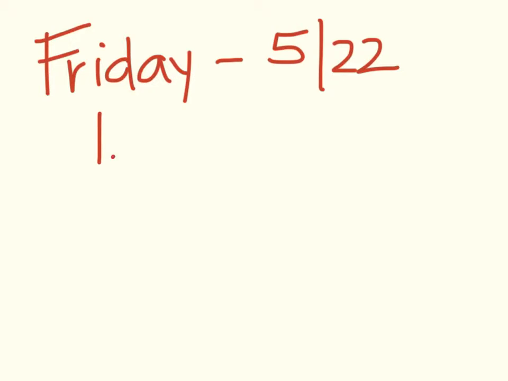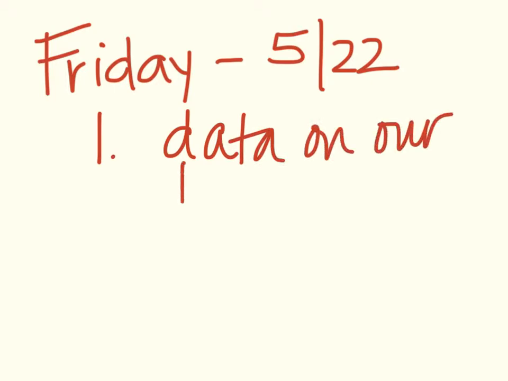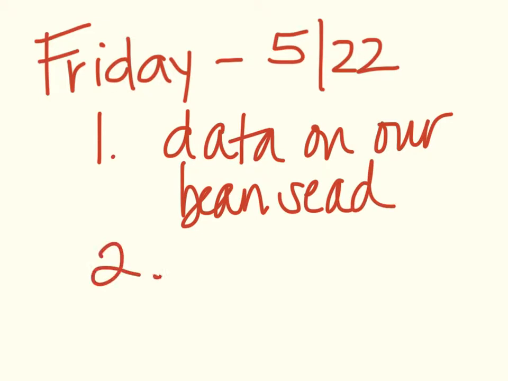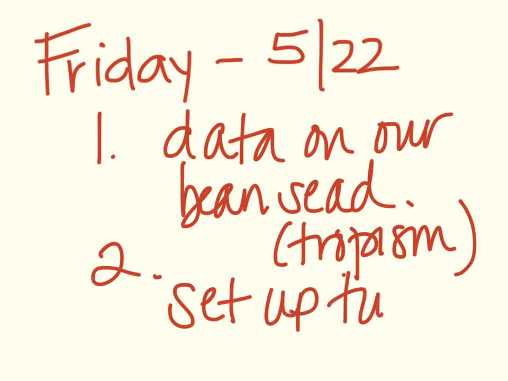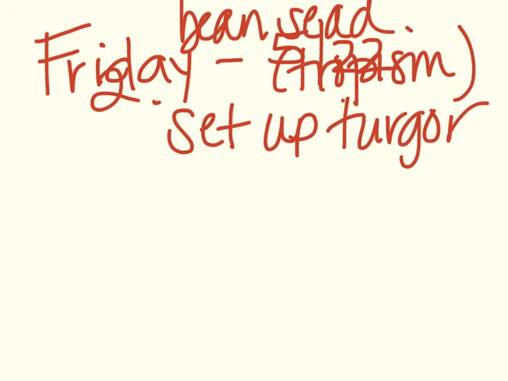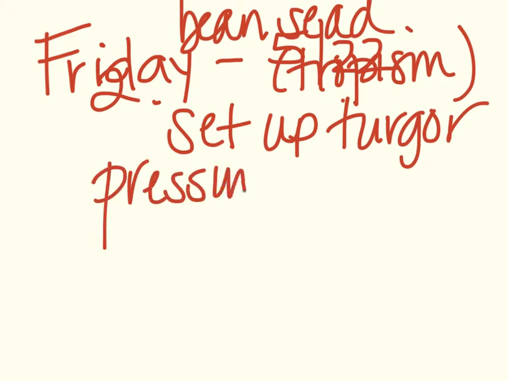So the first thing was that we took data on our bean seed, and you can get that from your group, which was the tropism. Okay, so we took data on our bean seed and then we turned it actually 90 degrees. And then we set up a turgor pressure lab.